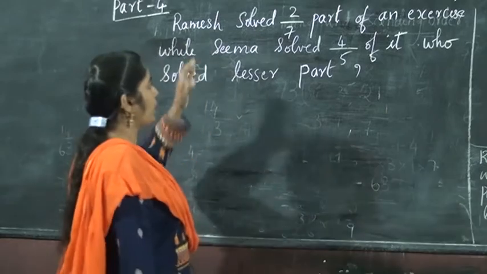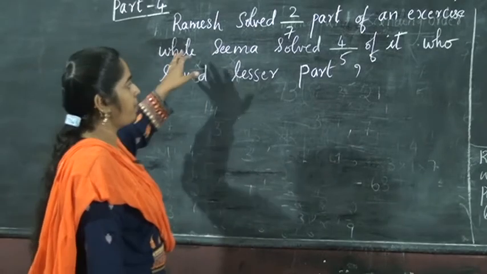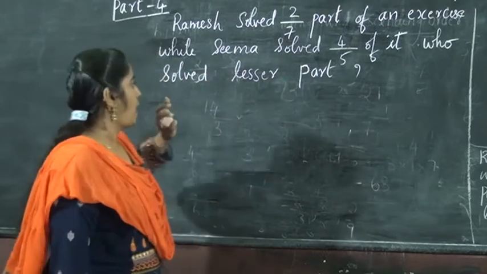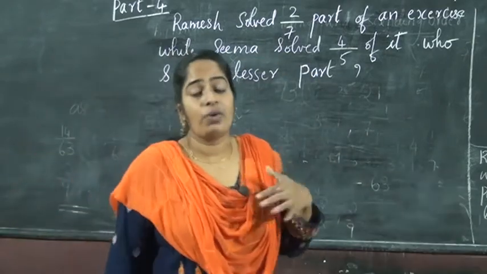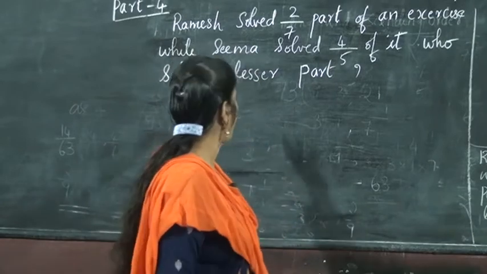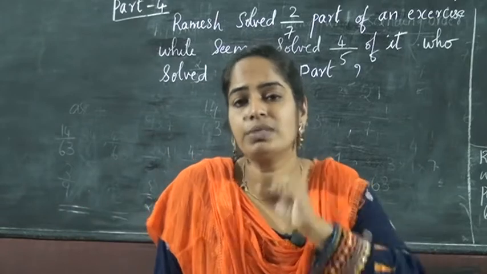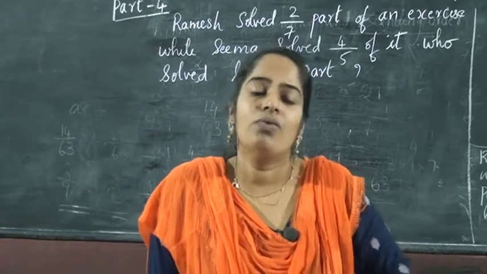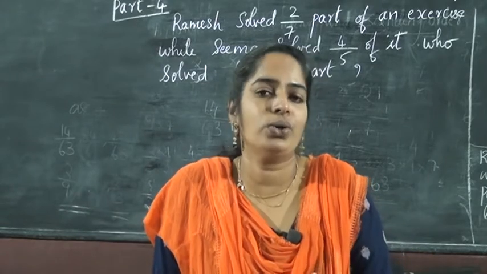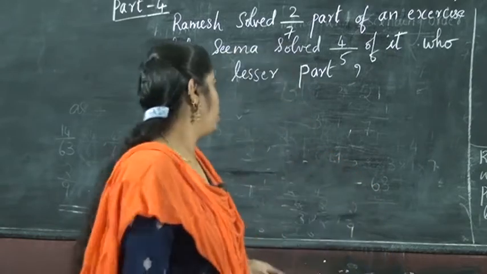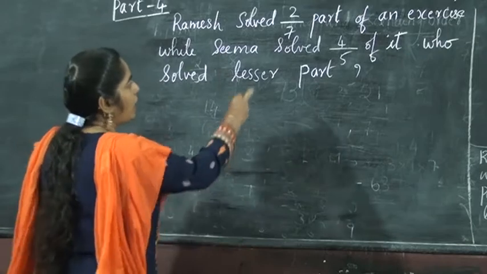So here you can write the statements. Ramesh solved this much part and Seema solved this much part, and therefore who solved the lesser part, like that. You must write the statement problem. I'm just doing the workings, so you will be able to write the statement. You can write the statements in your own words. So I'm just writing here how to solve this.